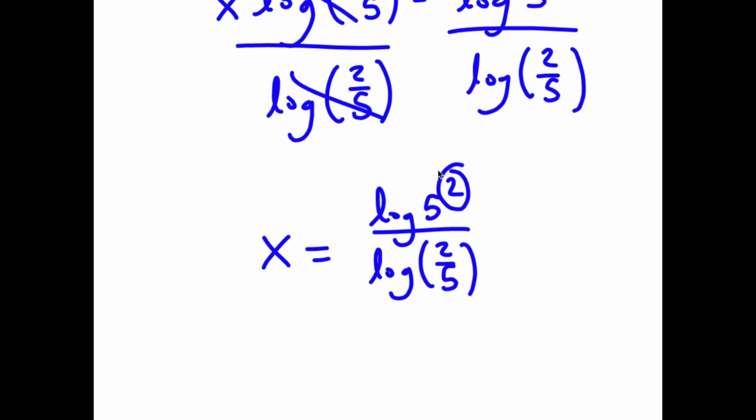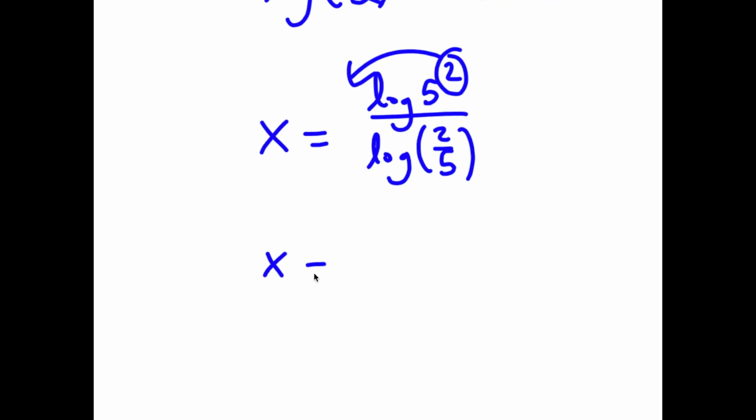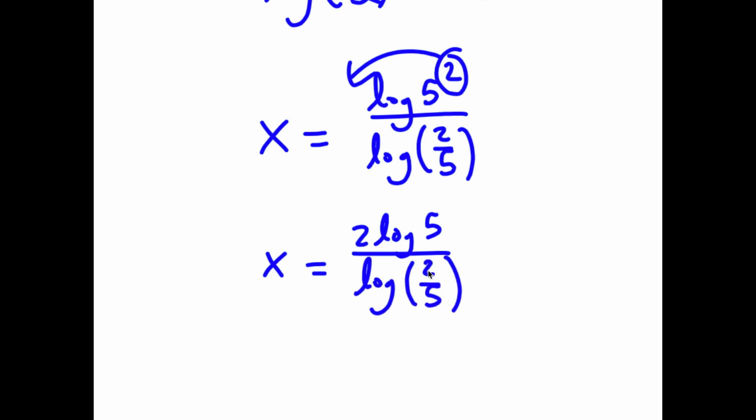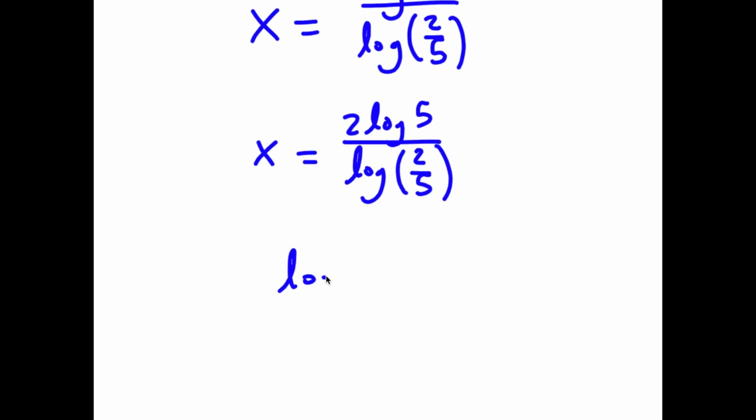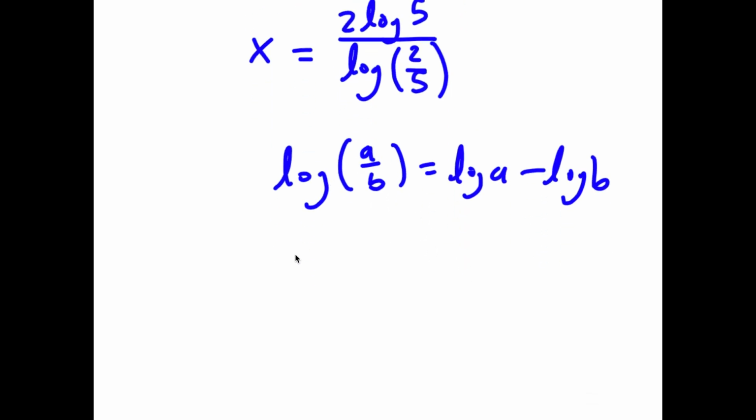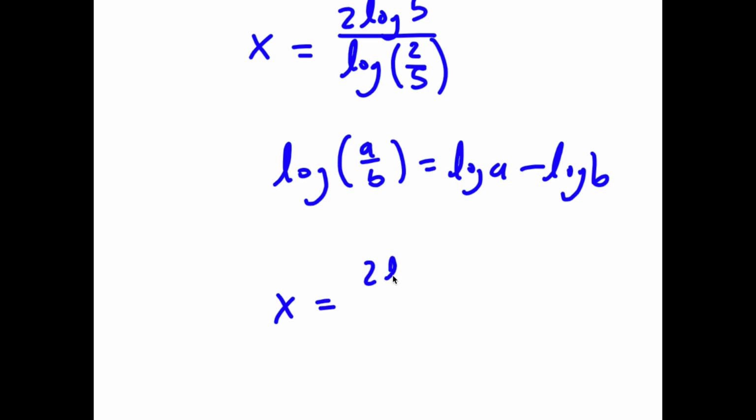Now I can move this exponent 2 to the front. So now I get x is equal to 2 times log 5 over log of 2 over 5. And if I have something in the form log a over b, this is equal to log a minus log b. So this is equal to 2 times log 5 over log 2 minus log 5.